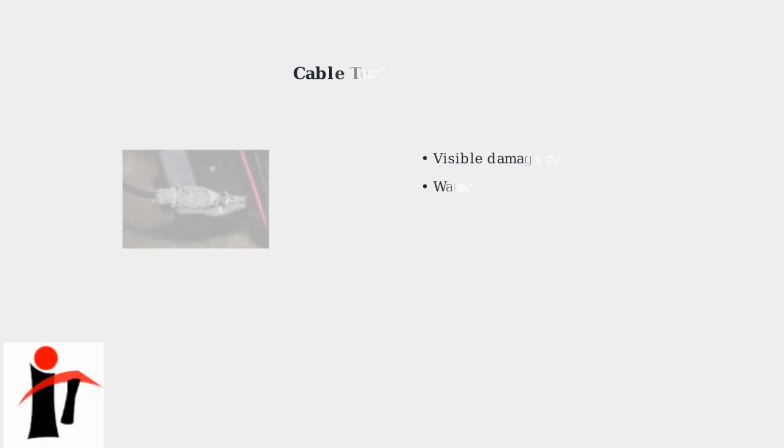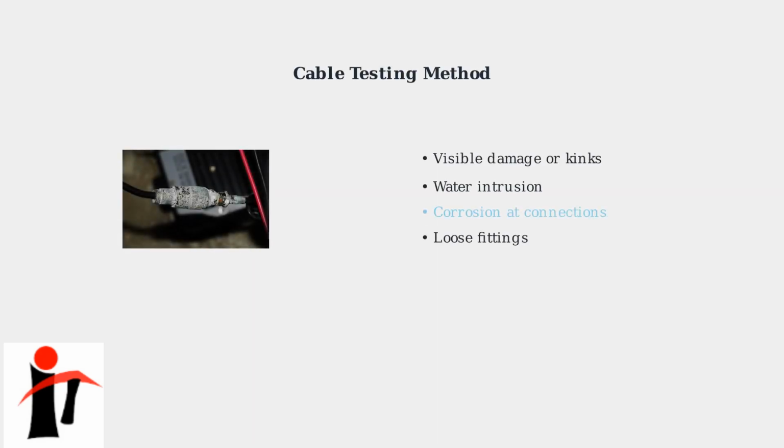Next, we need to test the coaxial cables that carry the signal from your dish to the receiver. Cable issues are responsible for about 25% of signal problems. Start by swapping coaxial cables between a working receiver and the one with no signal. If the problem moves with the cable, you found your culprit. Inspect cables for visible damage, water intrusion, or corrosion, like shown here. Corroded connections are a common cause of signal loss and need immediate replacement.